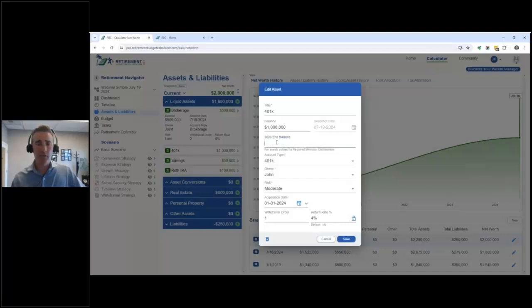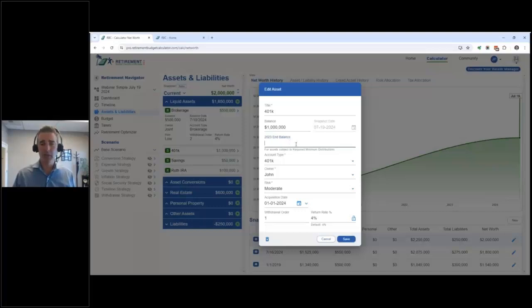This is a new field that we added. It's the 2023 year end balance. And the reason that we put that in there is because if you're already over the required minimum distribution age, so if you've already been taking required minimum distributions, we want those calculations to be as accurate as possible. And so by putting in the December 31st year-end balance, the RMD calculations that we're doing are going to be that much more accurate.